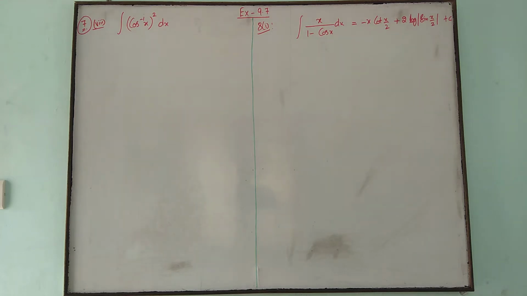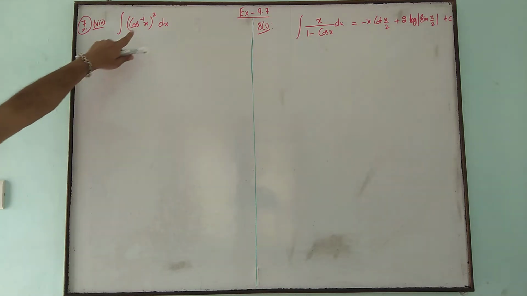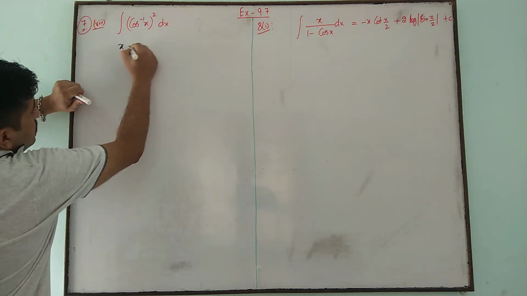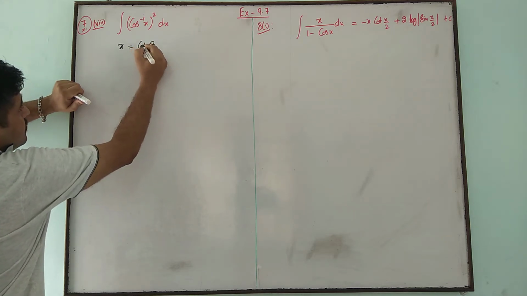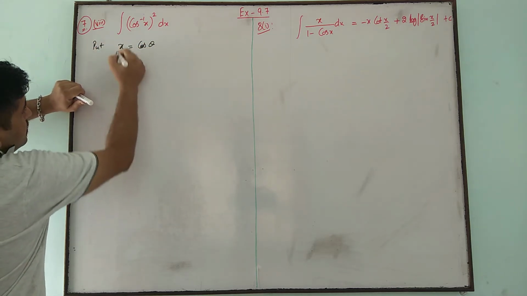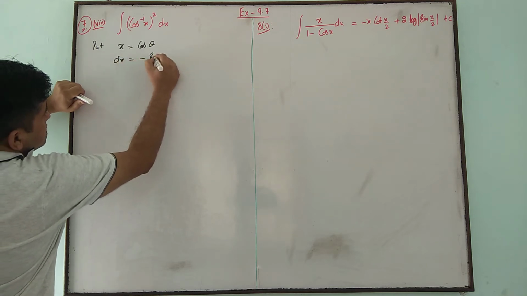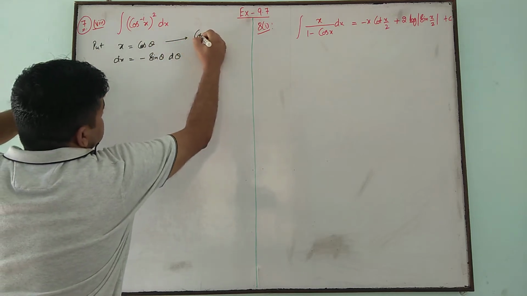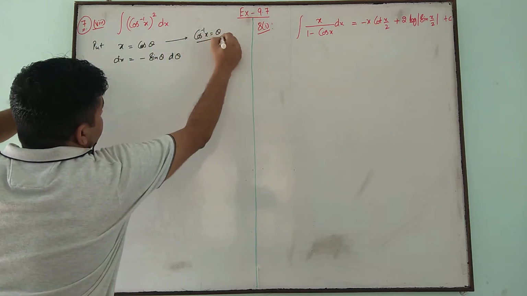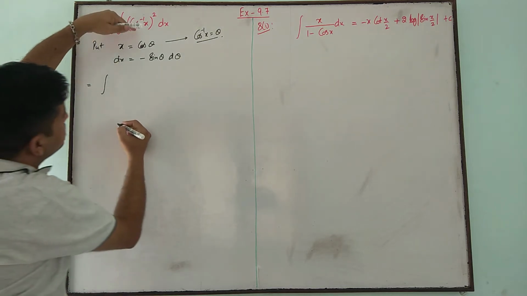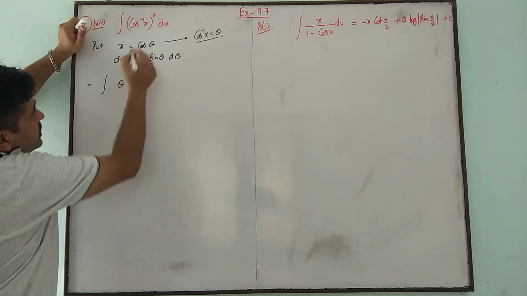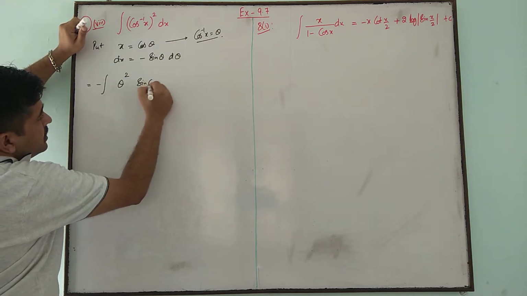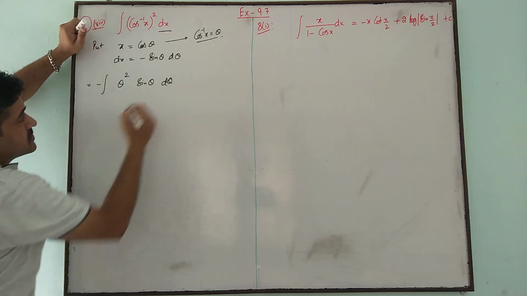Question number 7, 8th part. Cos inverse x whole square. If we put x equal to cos theta, then dx will be minus sin theta d theta, and cos inverse x will be equal to theta. So cos inverse x is theta, so it is theta square, and dx is minus sin theta d theta. This is what dx is.